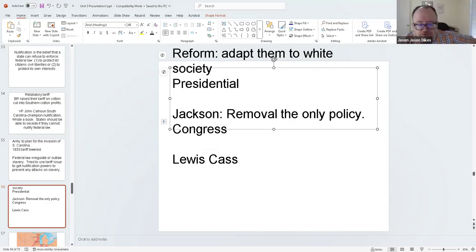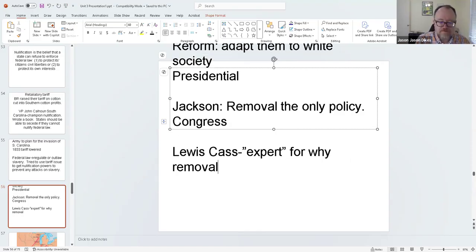Most of us, as we go through life, only come up with one idea that kills a lot of people. Lewis Cass will come up with two ideas that will kill a lot of people. So we'll see him later on the way towards the Civil War. But he will be the quote unquote expert for why Native Americans must be removed.